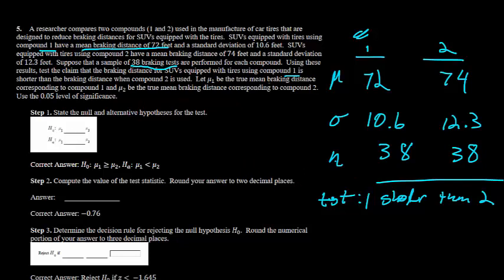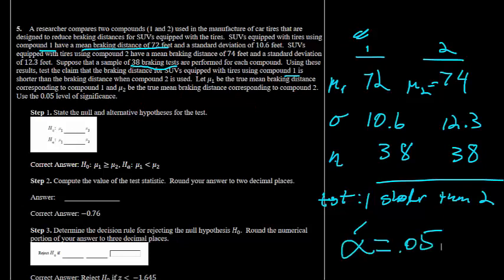Let mu be the true mean braking distance, which tells us that this is really a sample. Mu 1 is the true mean braking distance corresponding to compound 1, and mu 2 is the true mean braking distance corresponding to compound 2. So this is mu sub 1, and this guy's going to be mu sub 2. Alpha is equal to 0.05.